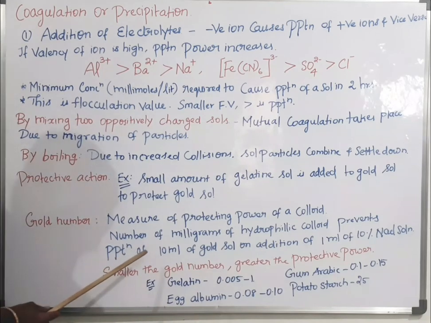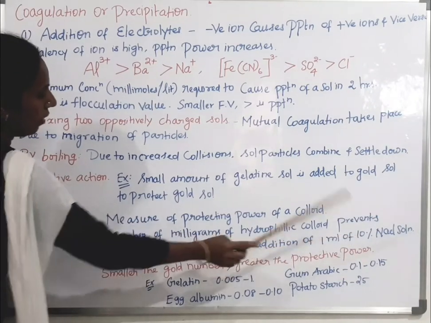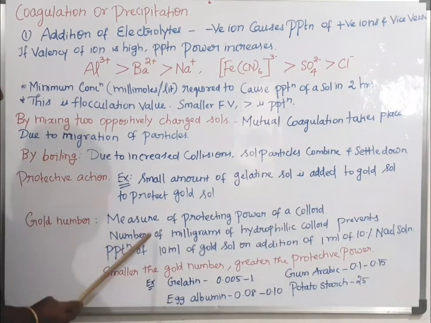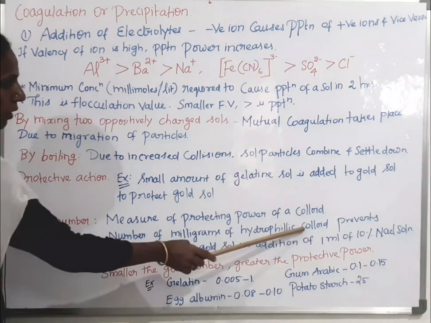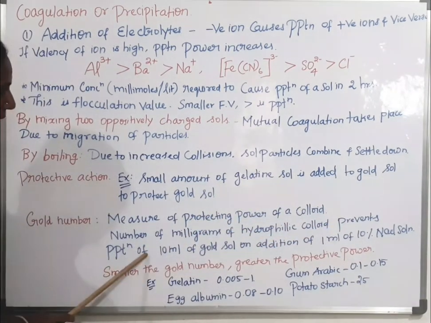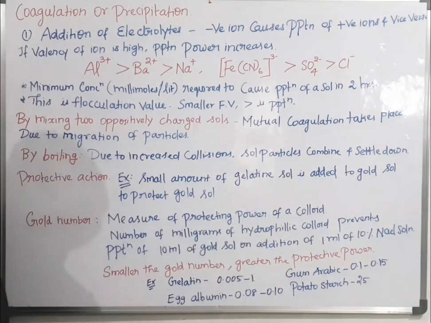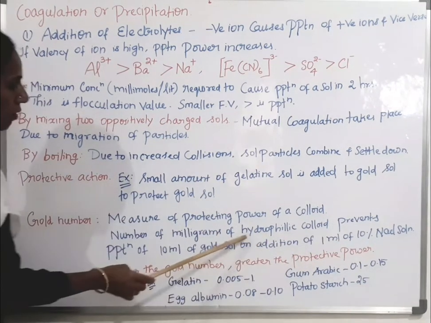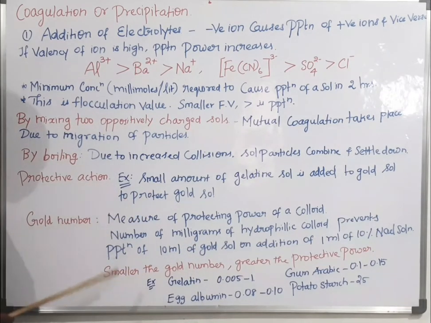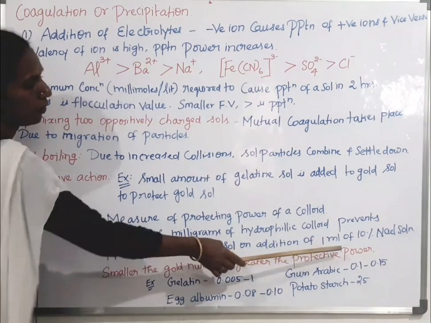For example, the number of milligrams of hydrophilic colloid that prevents the precipitation of 10 ml of gold sol on addition of the electrolyte, 1 ml of 10% NaCl solution, is the measure of the protecting power of the colloid. If the value of the gold number is smaller, the protecting power of the colloid is greater.